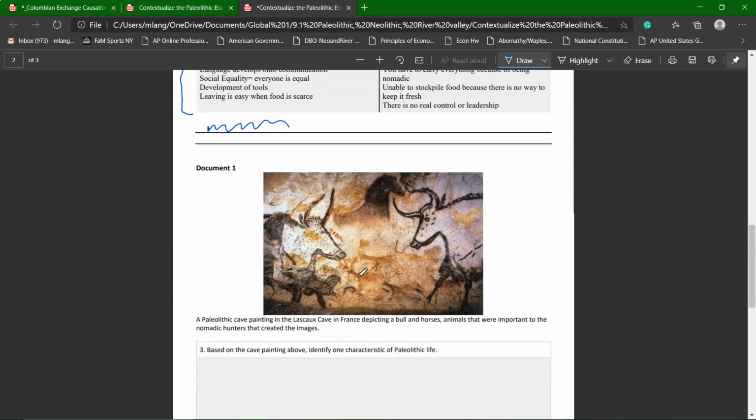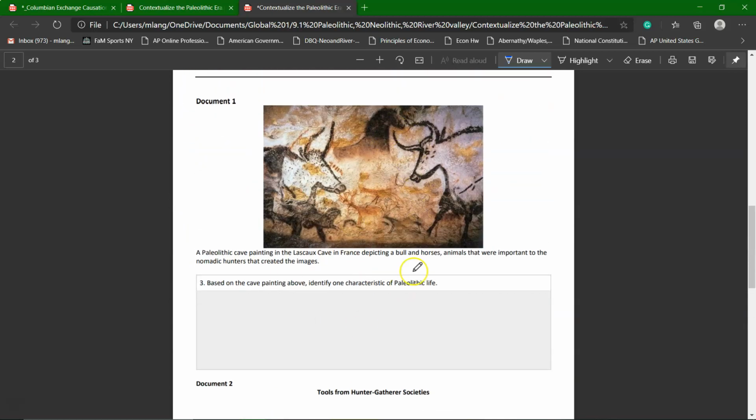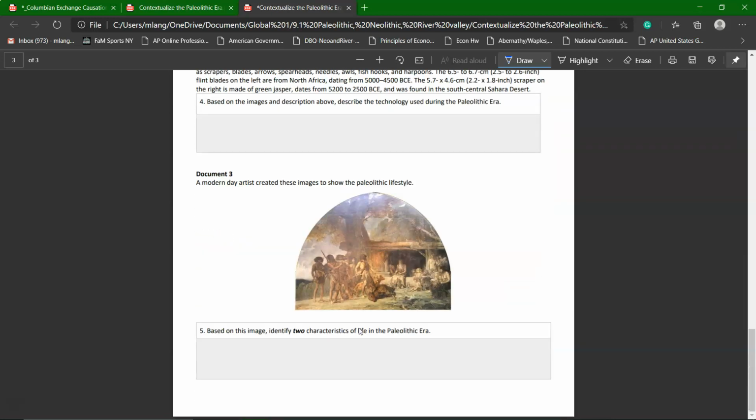And then the last part is you're looking at these documents and answering the questions that go along with them, okay? And that's it. Once you finish with that, that's technically what the class has covered, okay?